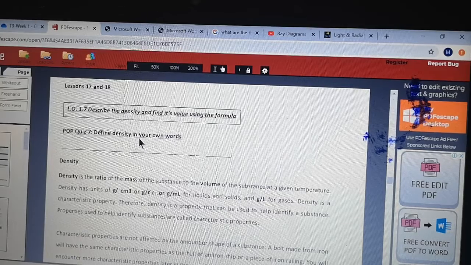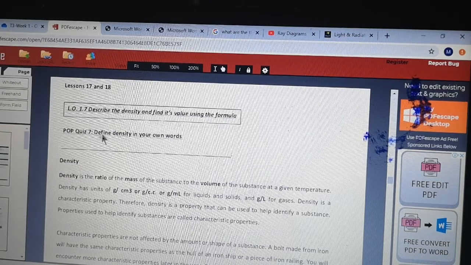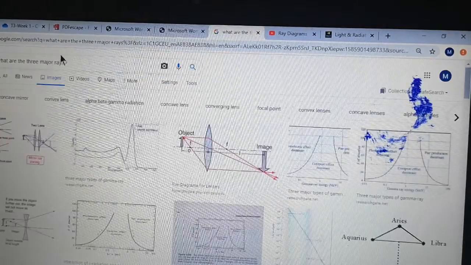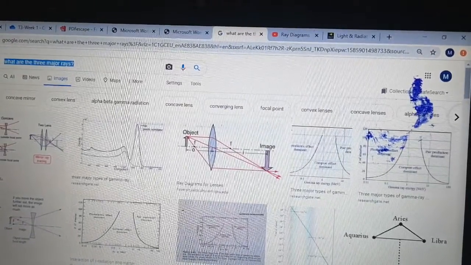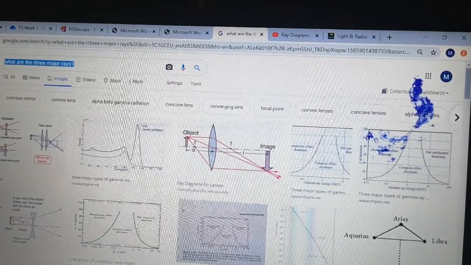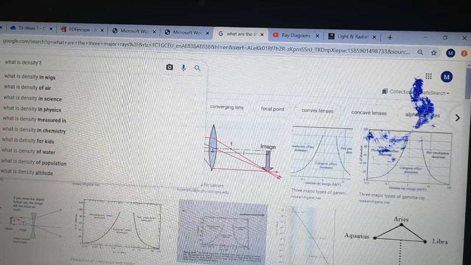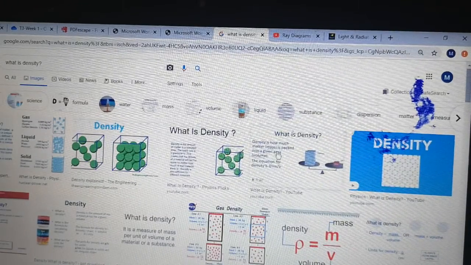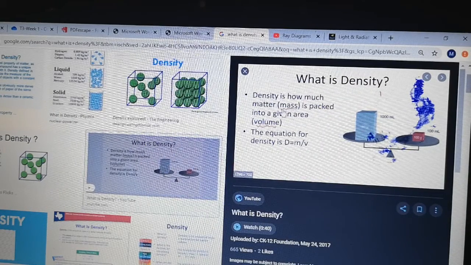So the first thing is define density. This is a nice little research task for you. If it says define something, you're just saying what it is. So what is density? Well, we can just Google it. You don't always need me to tell you the answer. Density is how much matter is packed into a given area.